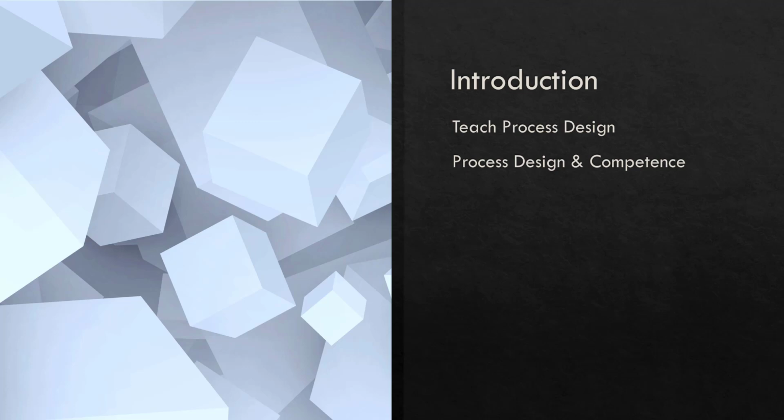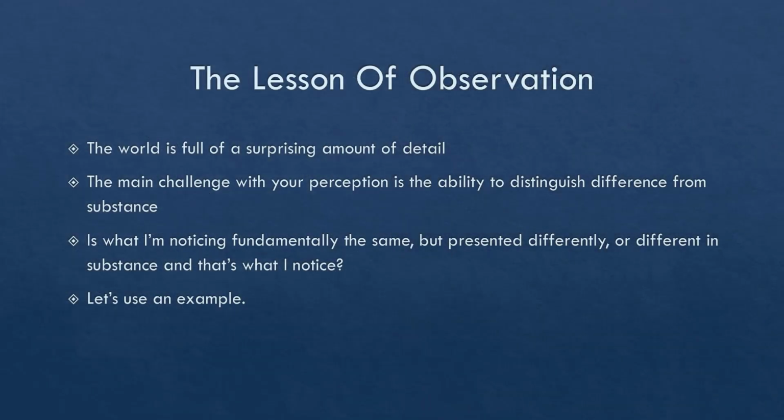I want to start with the lesson of observation. The world is full of a surprising amount of detail. One of the main problems of perception is the lack of ability to differentiate difference from substance. That may sound unfamiliar to you, but let me use an example to illustrate.